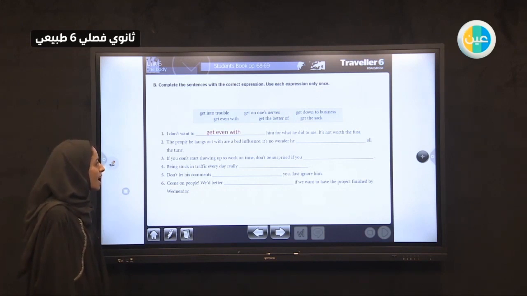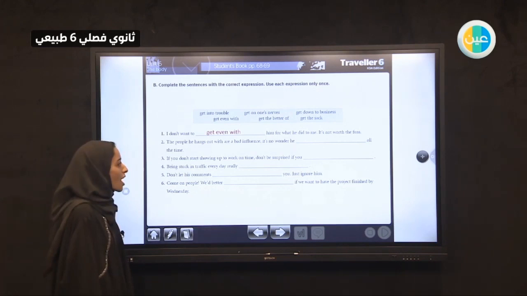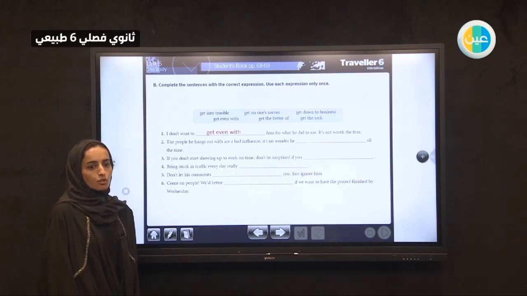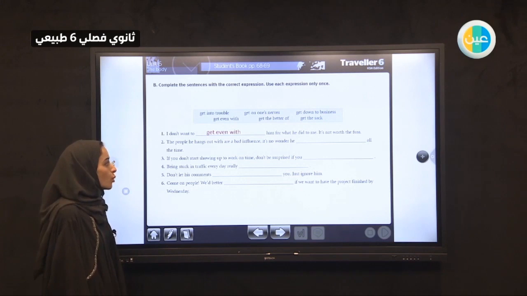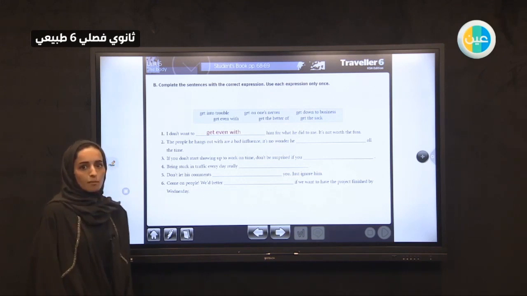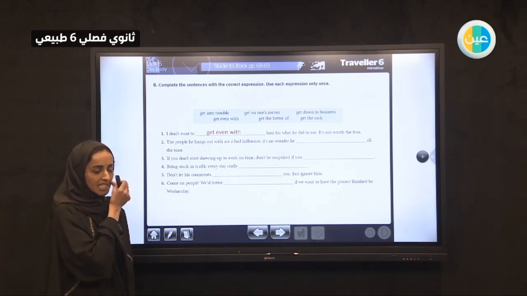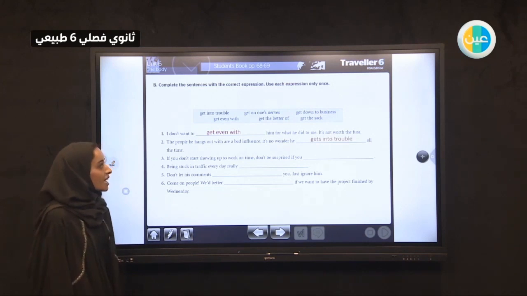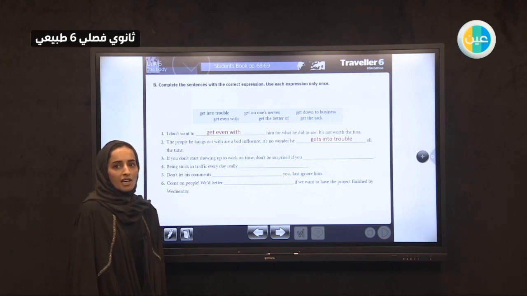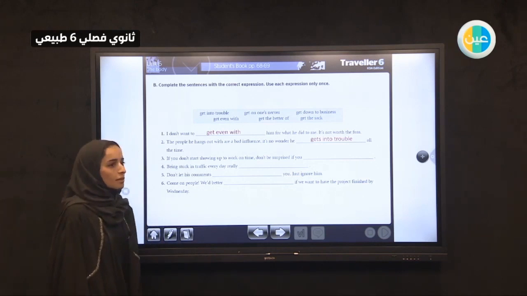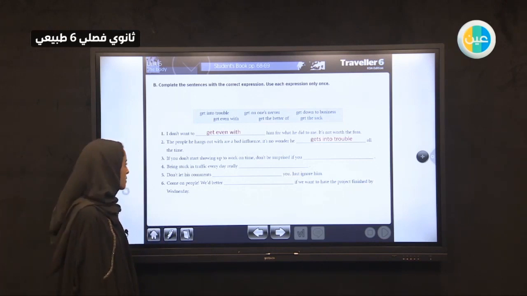The people he hangs out with are a bad influence, so not good friends. We don't have good friends. So it is no wonder he gets into trouble all the time. What about the problems that he's getting? We would say here, gets into trouble. So they will have trouble. They will get into trouble because of his peers.